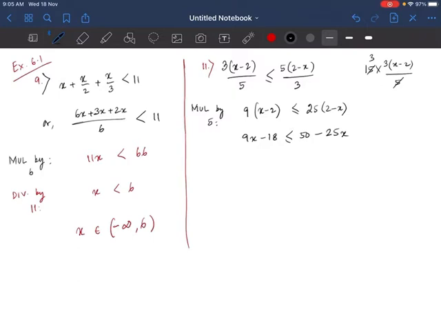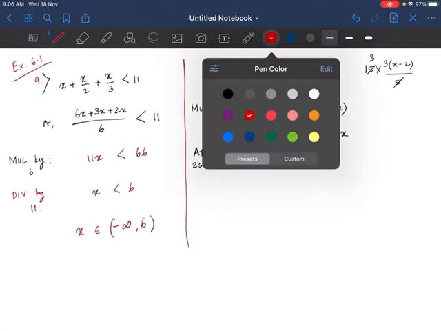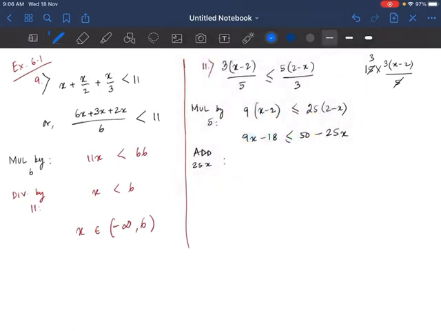How do I remove the x from the right hand side? It is minus 25x. So I will add 25x to both sides. What happens if I add 25x? We get 25x plus 9x, it becomes 34x minus 18 less than equal to 50. Minus 25x plus 25x goes away. So this is what we have.